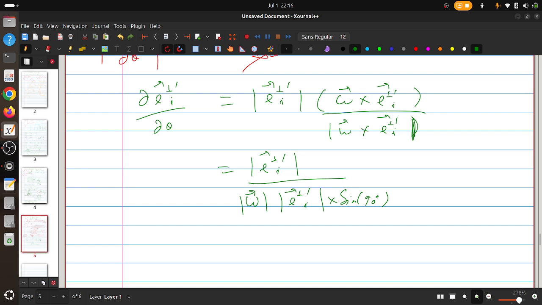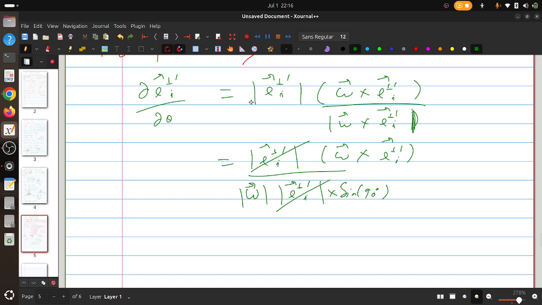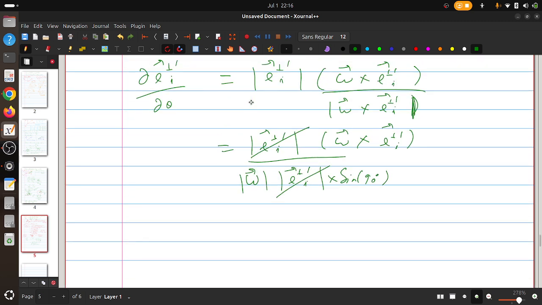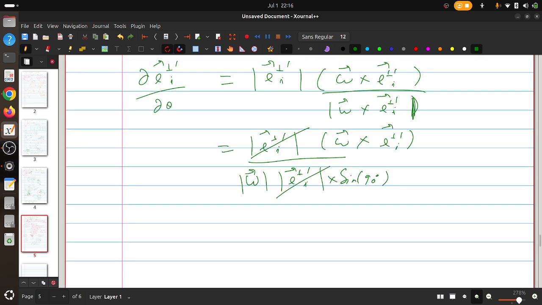Sine 90 is 1, and this thing here is E perpendicular prime. So this thing here simply cancels, right? And then only the omega remains, and sine 90 is 1. So we are pretty much done with our derivation now.